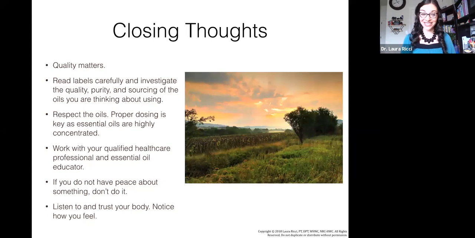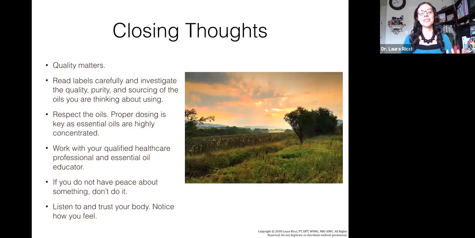Respect the oils. Proper dosing is key. These are concentrated. So we're not going to put citrus oils on and go out into the sun all day. We're not going to put something like oregano or thyme on our skin without diluting. We're going to use our resources. This is empowered, informed self-care. With this, we know that we're going to dilute to maximize benefits with our essential oil usage. And again, work with your qualified healthcare professional and your essential oil educator for your specific health and wellness needs. It's great to have these empowered discussions.